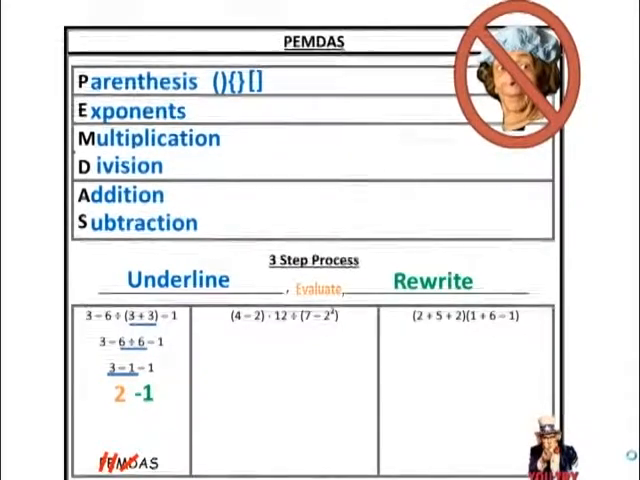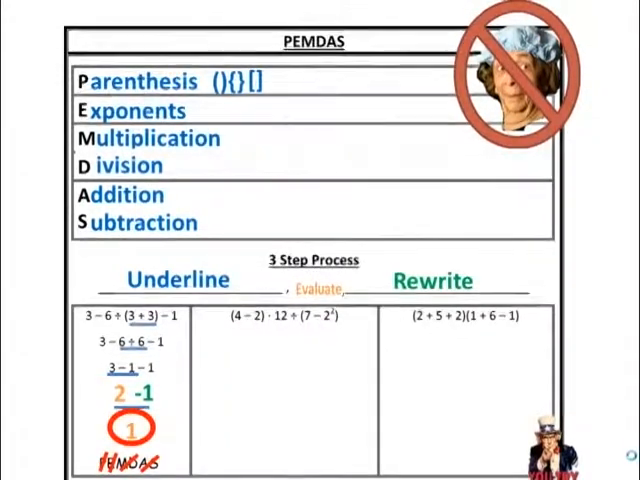I only have one operation left. I underline, I evaluate. 2 minus 1 equals 1. I'm down to one value. That's how I know I'm done. I have no more addition, subtraction, so I'm out of operations. That's my final answer. We'll try the next one.